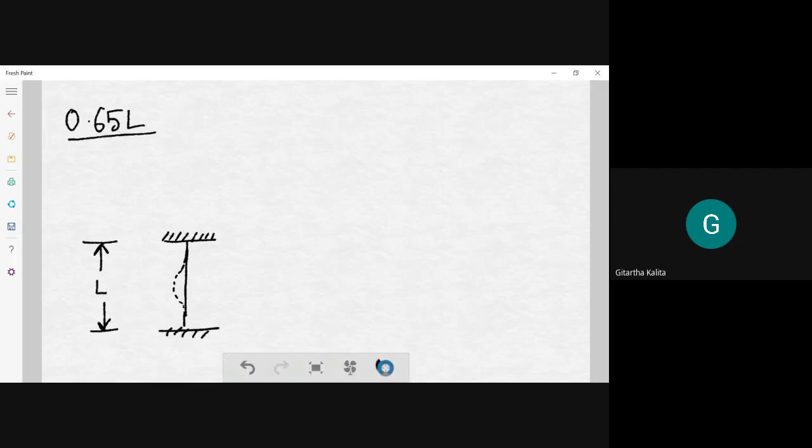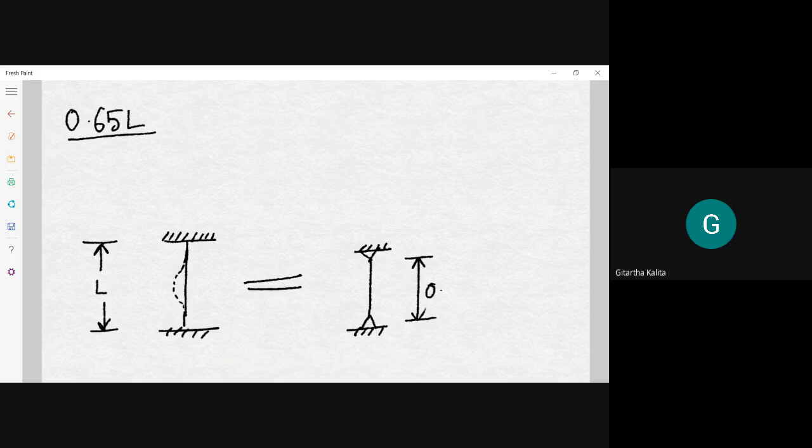It means this column will have the same strength as the same column made both ends hinged with length 0.65 L. This column on the left side, if we make it both ends hinged and reduce the length to 0.65 L, their strength will be the same.